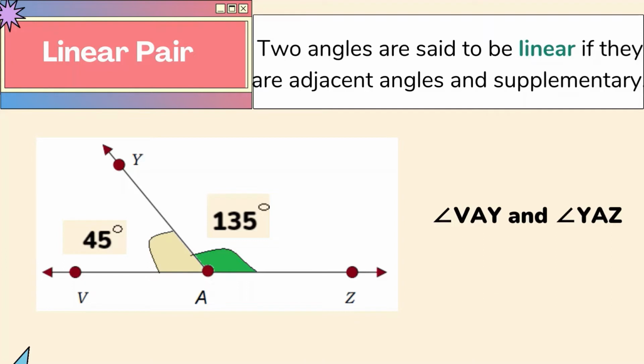Linear pair. Two angles are said to be linear if they are adjacent angles and supplementary. Angle BAY and angle YAZ are adjacent. They have a common vertex A and common side AY. At the same time, they are supplementary angles because the sum of their measures is 180 degrees. 45 plus 135 is 180 degrees.